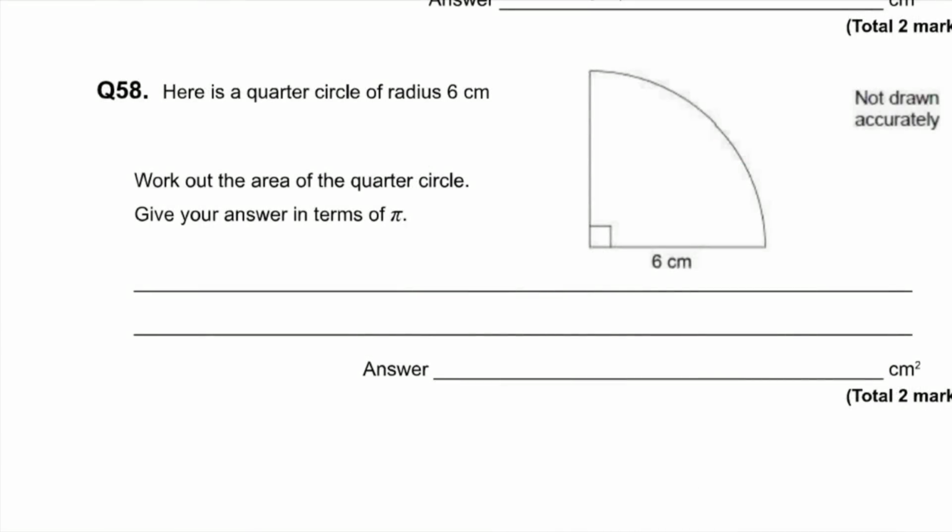Question 58, here's the quarter circle of radius 6 centimeters. Work out the area of the quarter circle, give your answer in terms of pi. So this time the area is going to be a quarter of pi r squared because it's a quarter of a circle. Okay, so subbing in what we know, a quarter of pi times 6 squared. 6 squared is 36. A quarter of 36, 4's into 36, that goes 9 times, doesn't it? So 36 divided by 4 is 9. So the answer is going to be 9 pi.